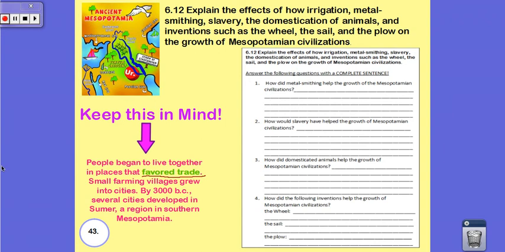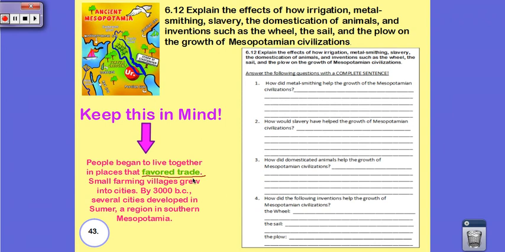Alrighty, and then 6.12. This says explain the effects of how irrigation, metalsmithing, slavery, and the domestication of animals, inventions such as the wheel, the sail, and the plow on the growth of Mesopotamian civilizations. You need to know how each one of these things listed affected the growth of Mesopotamian civilizations. Always keep this in mind: people began to live together in places that favored trade. So you need to keep that in mind.